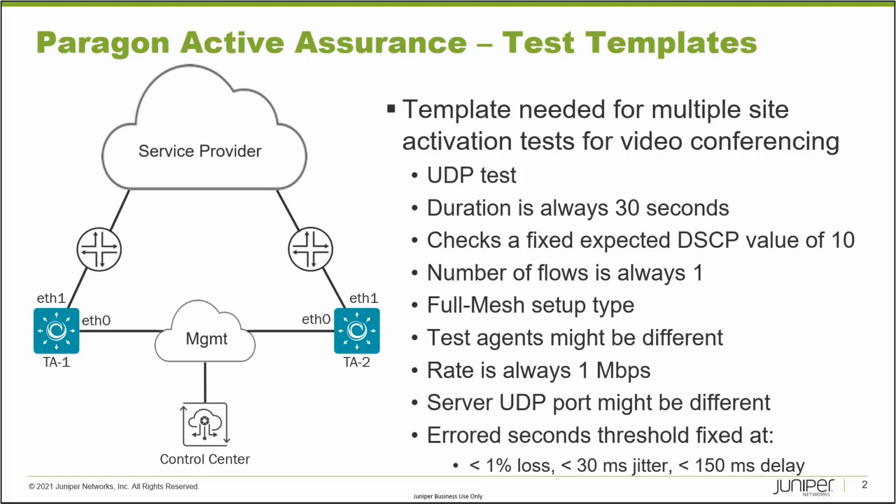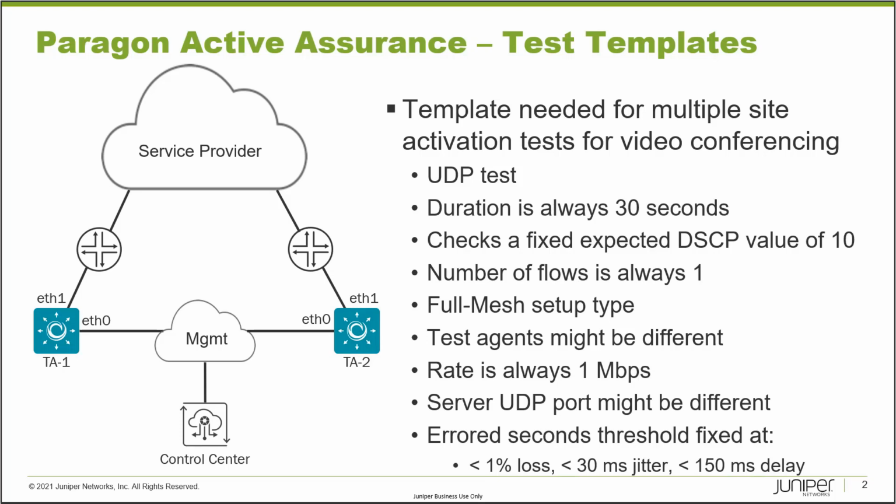And so with that, let's go through the criteria. We can see here that this is going to be using UDP, and that's probably going to be a static value because this test is always going to use UDP. Then we have a duration that is always set to 30 seconds. Again, that's going to be a static value as well. Then we have criteria that says it checks a fixed expected DHCP value of 10. That sounds like another static value. And then the number of flows is always set to 1. Again, another static value. The thing about static values is the more static values you can set in the template, the less work you're going to have to do later. So try to always set as many static values as possible.